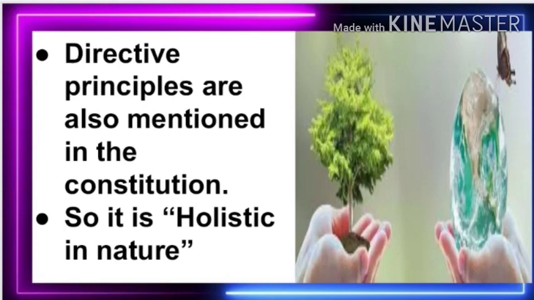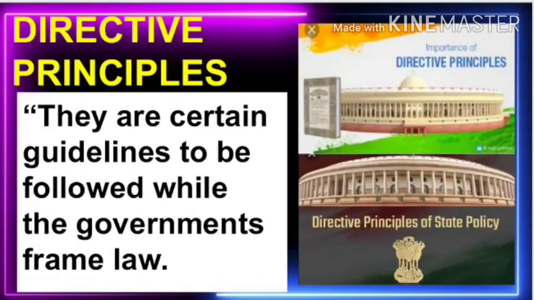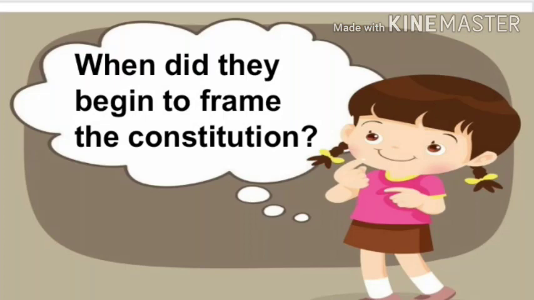Directive principles are nothing but state policy that aims to create social and economic conditions for all the citizens. It makes them lead a good life. What is meant by directive principles? Yes, they are certain guidelines to be followed while the governments frame law. Now let's see when they began to frame the constitution.